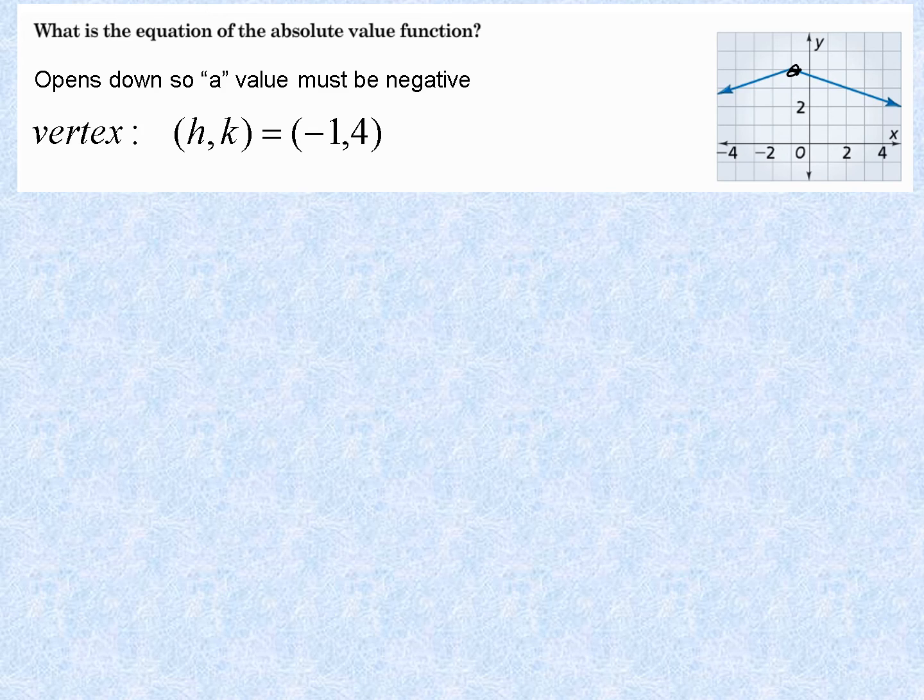And then I'm just going to do the slope of each side. So I'm going to go down 1 over 1, 2, 3, or I could go down 1 over 1, 2, 3.